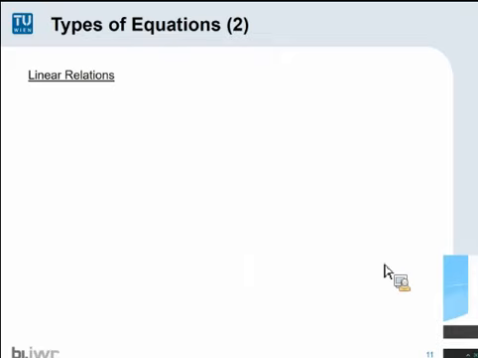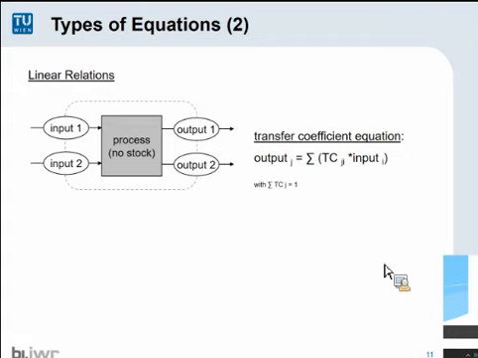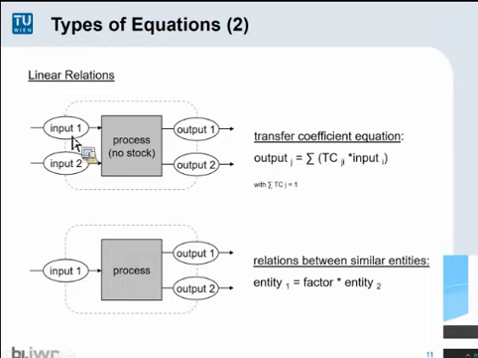Then inside of STEN we are using some linear relations. The first of them is called a transfer coefficient equation. I'm pretty sure that Yuka has mentioned what a transfer coefficient is, but just to cover it briefly, transfer coefficient tells you how much of the material that is going into a process is going to a special output. So the output flow is the amount of material going into this process times a transfer coefficient.